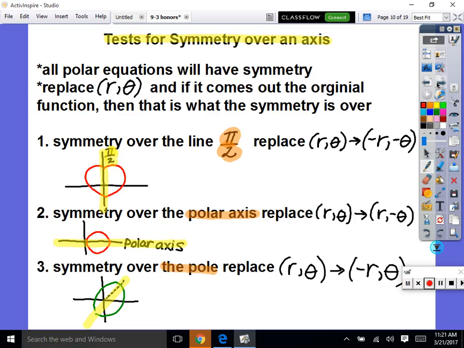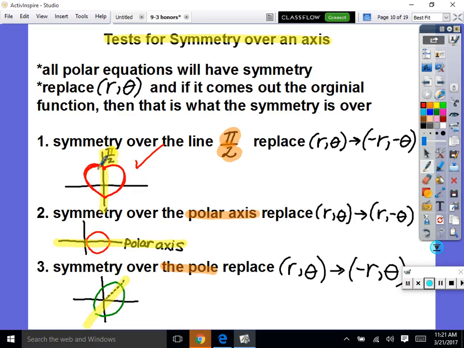So what we're going to do is we can test for symmetry using algebra. If it's an equation and it has symmetry over the pi halves axis, what we can do is we can take our r theta and replace it with negative r, negative theta. So we're going to plug in negative r, plug in negative theta, then we're going to simplify it out. And if it comes out the same as the original equation, then that's the symmetry. It would be symmetry over pi halves. So for example, if I knew this half of the graph, and I knew there was symmetry over pi halves, I could then just draw in this side of the graph, which would be nice.